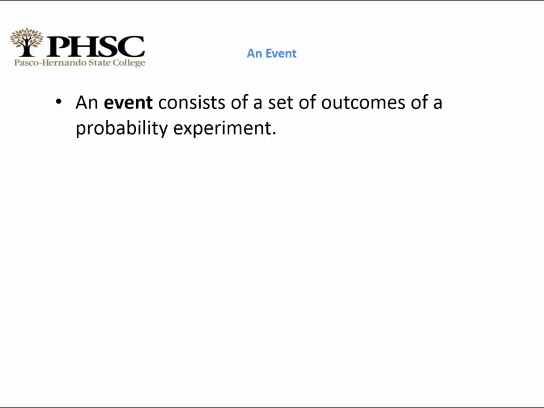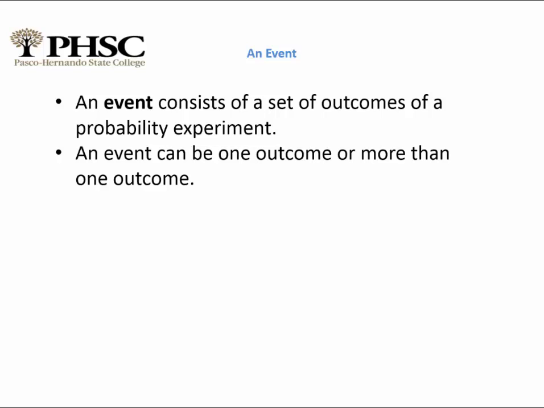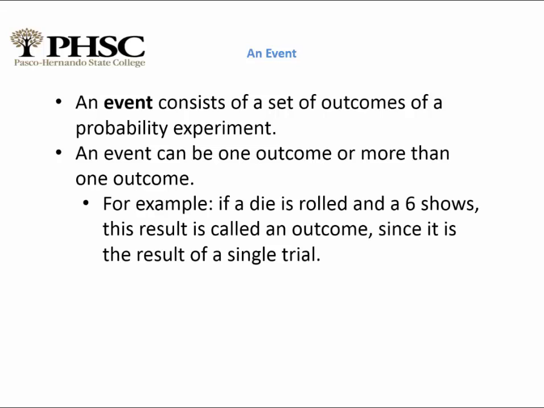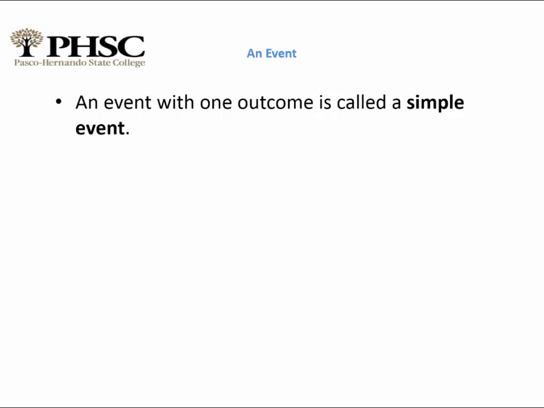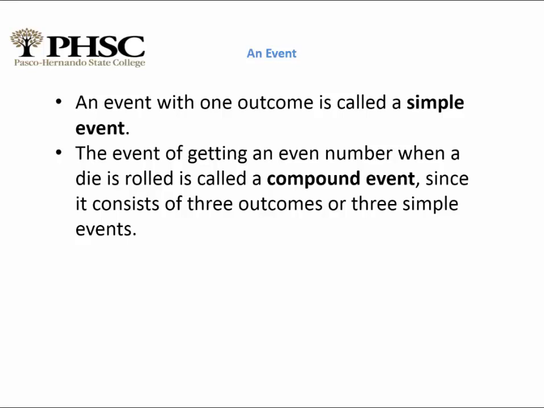So let's talk about an event. An event consists of the set of outcomes of a probability experiment. Now, an event can be one outcome or more than one outcome. So, for example, if a die is rolled and a 6 shows, this result is called an outcome since it's the result of a single trial. Now, an event with one outcome is what we call a simple event. The event of getting an even number when a die is rolled is called a compound event, since it consists of 3 outcomes or 3 simple events.